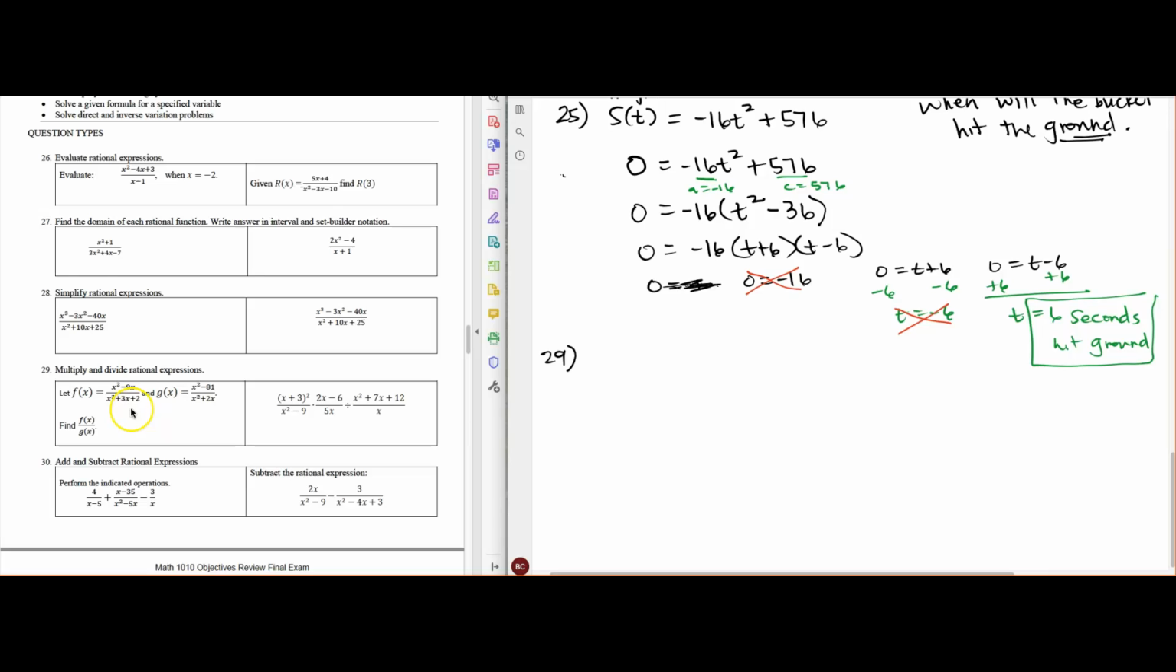So 29, and I'm just going to write this down. It just says f of x is this, g of x is this, but then it wants you to find f of x divided by g of x. So really you're dividing these. So I'm just going to write it down as a division. So I'm going to have x squared minus 9x over x squared plus 3x plus 2. And that's all going to be divided by x squared minus 81 over x squared plus 2x.